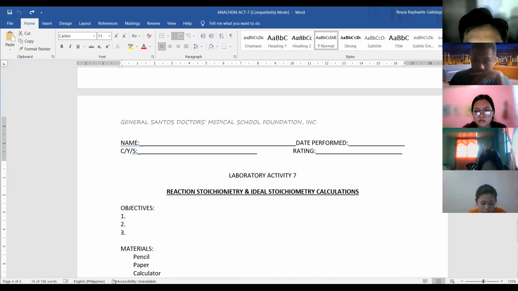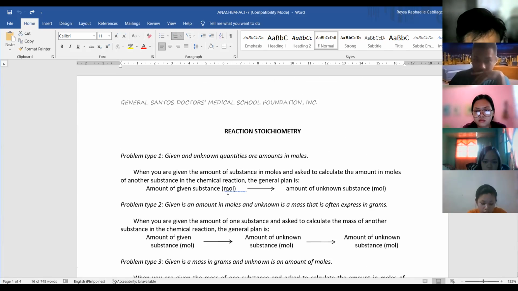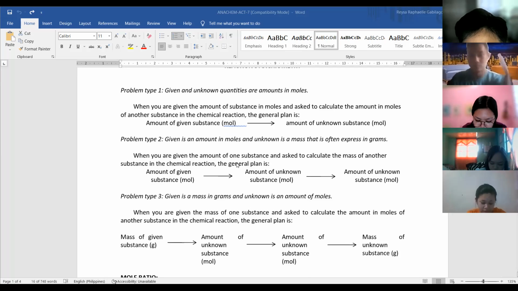Hindi naman talaga siya mahaba. Medyo mahaba lang yung kanyang introduction, since nilist down muna yung mga different patterns and parts of the patterns. Yeah, parang same lang din siya sa pag-solve ng quiz kanina. So this one is just an application of the lecture sa laboratory na component since we cannot push through with our face-to-face laboratory class this week. Okay? Any question about the activity? This is due sa Sunday.